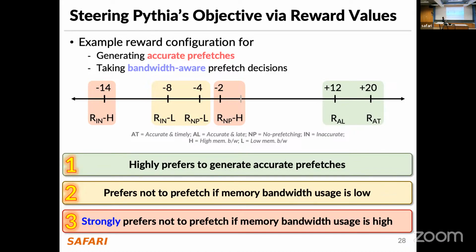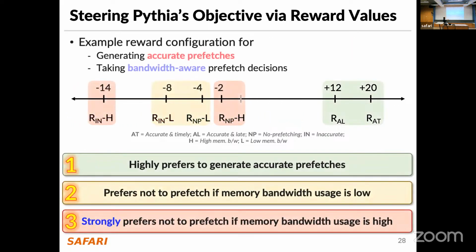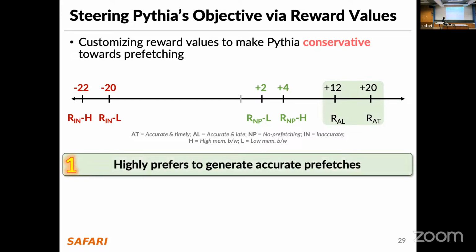Okay. Now if I change these reward values, let's say I fiddle around with the reward values and shift it from here to here, that also sends a different message. What does it send? In this case also we are providing higher rewards for accurate, so it would still chase accuracy whenever possible. But if it is not accurate, irrespective of the bandwidth usage, even if it's low or high, it doesn't matter, you're providing no prefetch rewards much higher than the inaccurate prefetch reward.